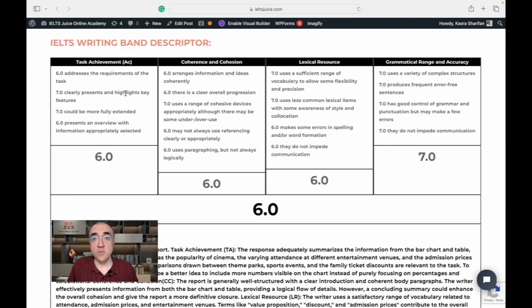Anyway, when you write your reports, essays, and letters, make sure that they do their jobs well, because they are your representatives.